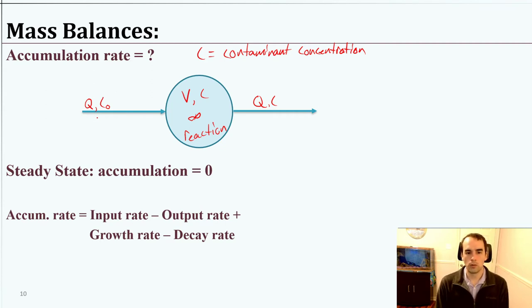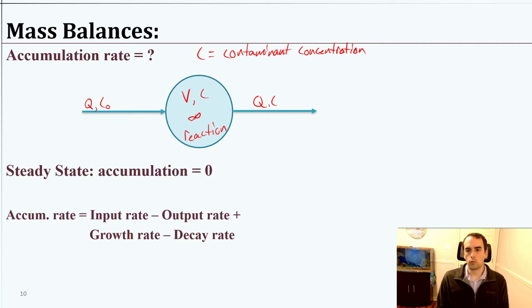Maybe we don't know how much we start with, but we know how much we're removing. So given that, we could figure out, based on the conservation of mass, how much we're removing over time, how much we started with if we know the other parameters.